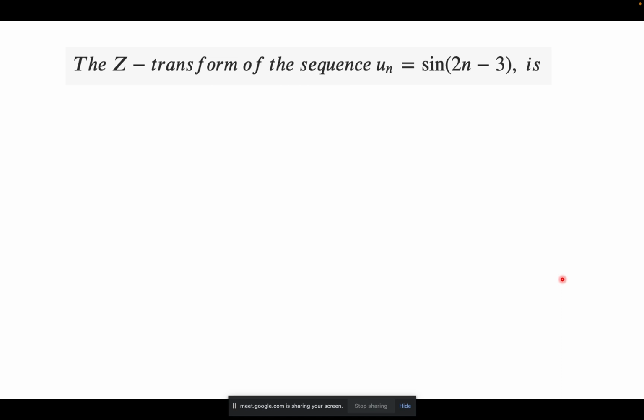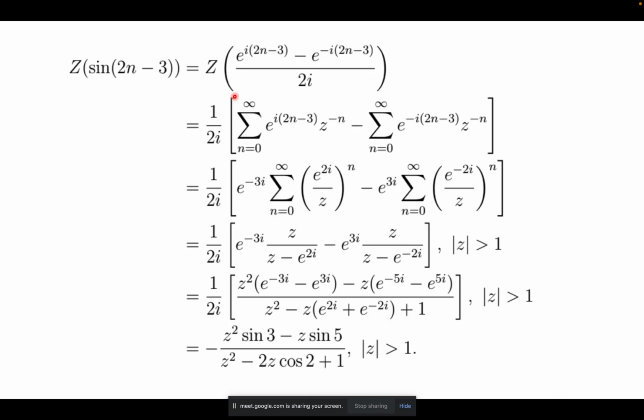So what you are given is this sequence u of n, which is nothing but sine of 2n minus 3, and then you need to just use the formula of the z transform in order to solve this problem. I will directly go through the solution because I know it's an easy problem. You just need to know what the formula to find the z transform is. So here first you are given sine 2n minus 3, right? Using the exponential properties, you can express this sine 2n minus 3 in terms of complex exponentials. If I use Euler's identity, I can express sine 2n minus 3 in terms of this, right?